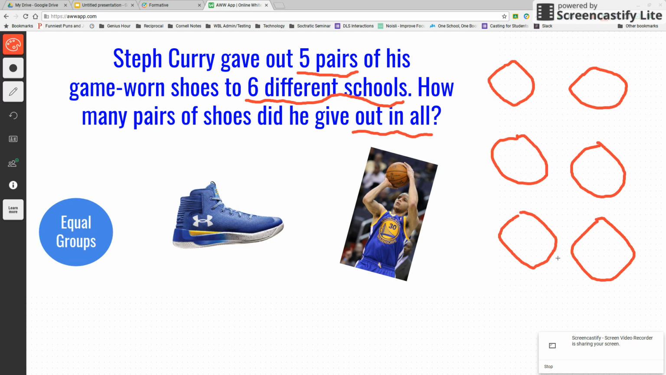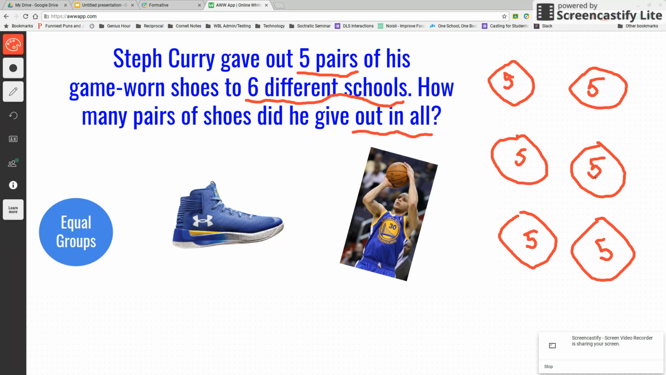So my strategy is I'm drawing the 6 schools, and he gave out 5 pairs to each school. So I'm going to put 5 inside of each school, knowing that he gave out 5 pairs of shoes to each school. That's why we call it equal groups, because he didn't give out 3 to one school and 6 to another. Nope, he gave out the same amount to each group here.